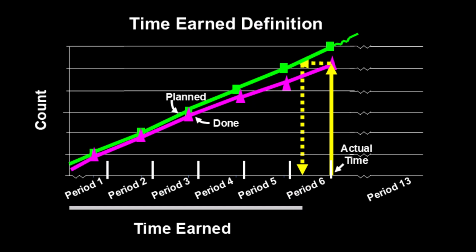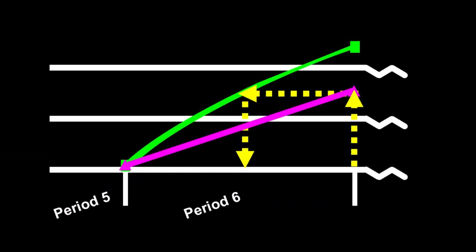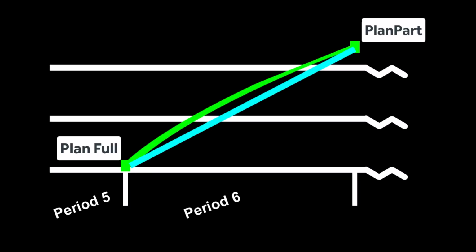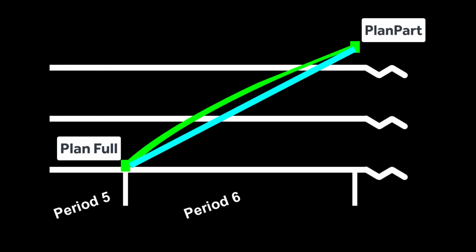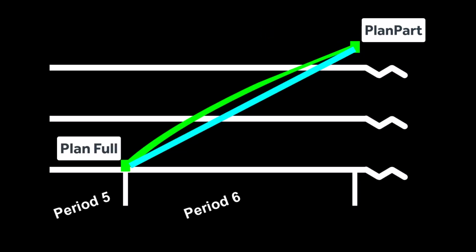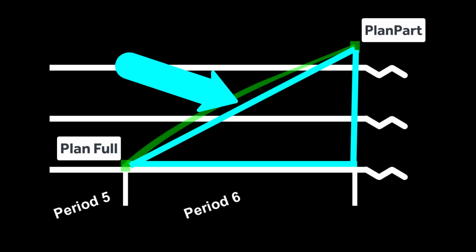To do that, let's take a closer look at that period. To simplify, we'll take out some pieces and we'll add in others, starting with a straight line. It runs from the planned count at the last full period to the planned count at the end of the partial period. Connect it to the timeline. And that gives us a large triangle here.